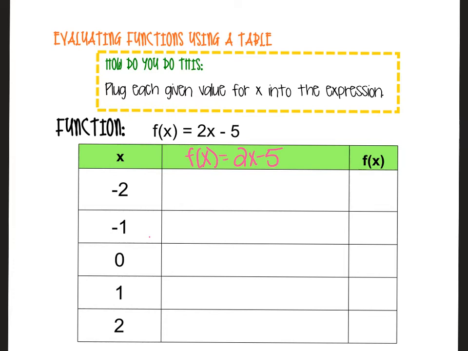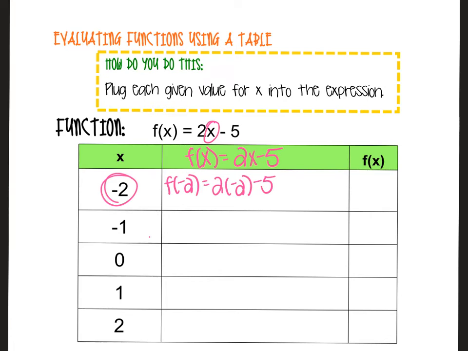Okay, so the first thing I'm going to do is figure out what would happen if I plugged in -2 for this x in my function. What we would call this is f of -2. I'm going to plug in that -2 for x, and then, this is something you're all used to by now, we're going to use order of operations to simplify.